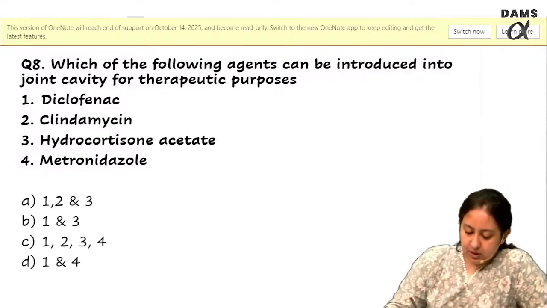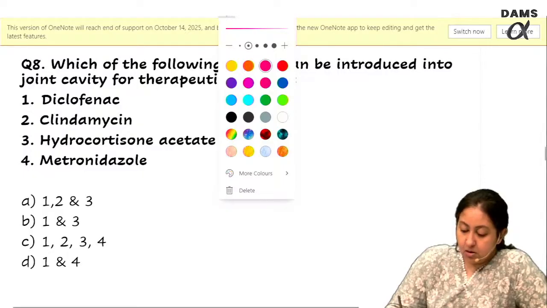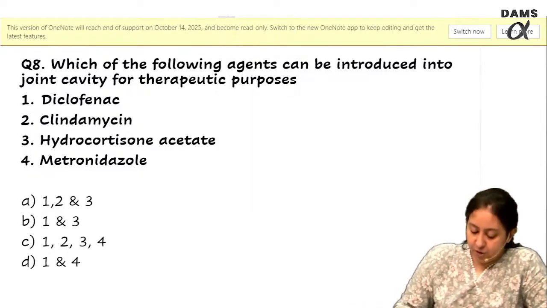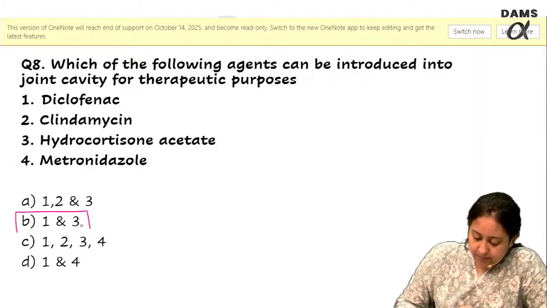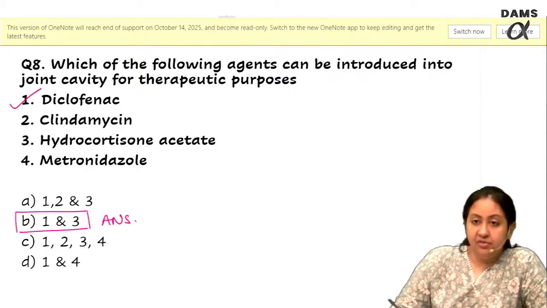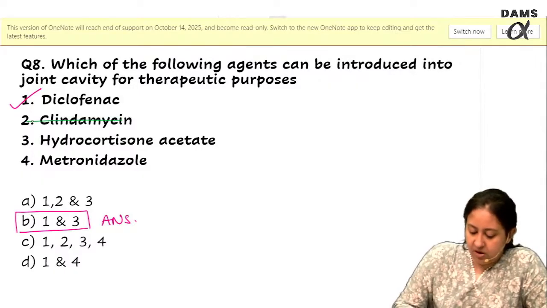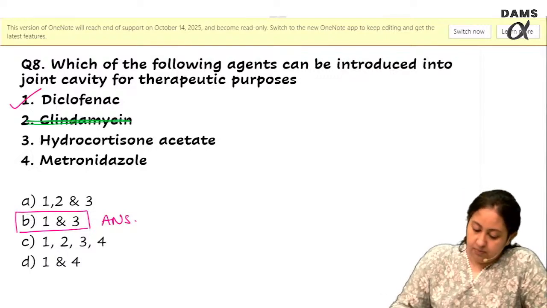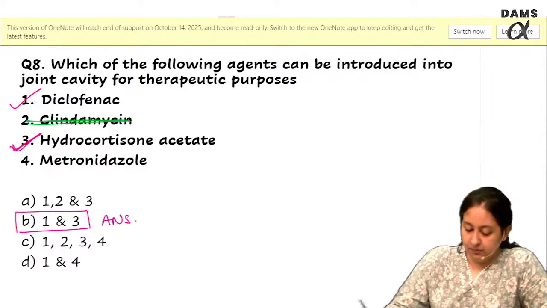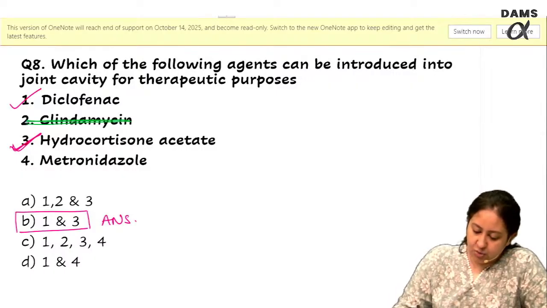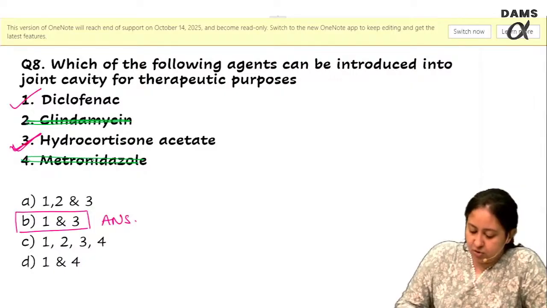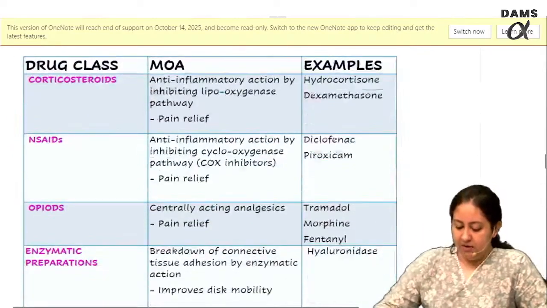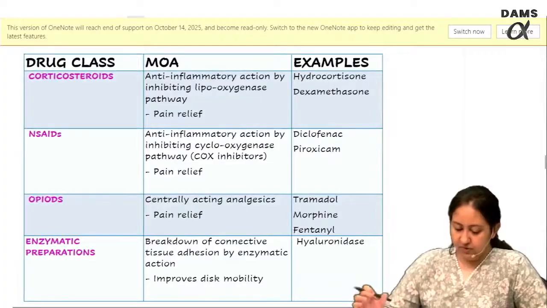Okay, so in the next slide we will see what all we can introduce in the joint. The correct answer is B. Diclofenac we can give. We do not give any antibiotics within the joint. We can give a steroid. And again, like I just told you, we do not give any antibiotics into the joint. Now I have this table. You can all take a screenshot of this.